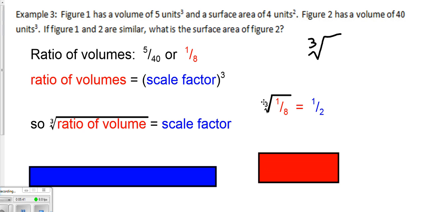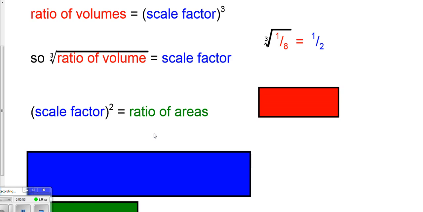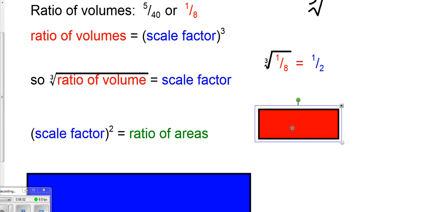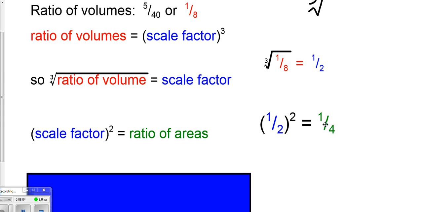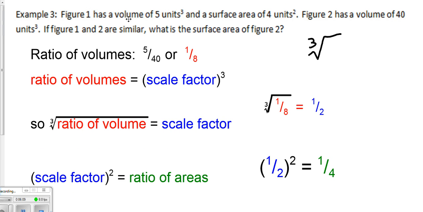That would look something like this. Cubic root of 1/8 equals 1/2, because 1/2 times 1/2 times 1/2 equals 1/8. So 1/2 is our regular scale factor, is what that's saying. Our scale factor squared is the ratio of areas. We can do that over here then. 1/2 squared is 1/4. So if figure 1 has 1/8 of the volume of figure 2, it should have 1/4 of the surface area.